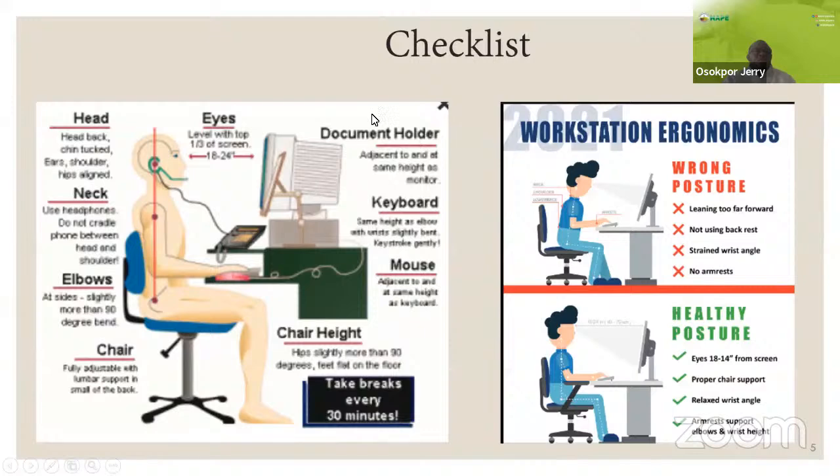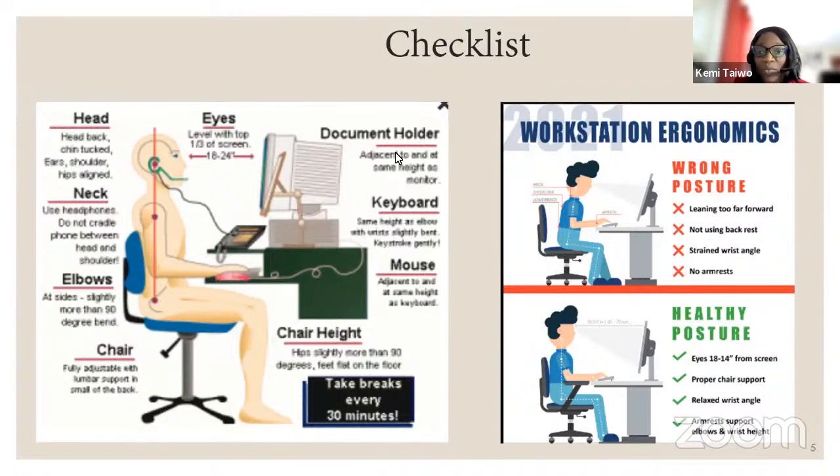Here is just a checklist of what we need to take note of when we are working on the computer, in the office, or anywhere we are. We have to look at your head, check your neck, that your neck is upright and you don't have a hunched back. Your elbows are parallel, like what we are seeing here. Your chair is adjusted to the right position.